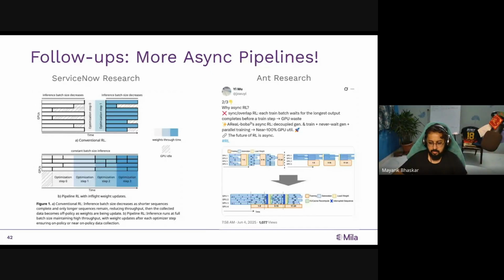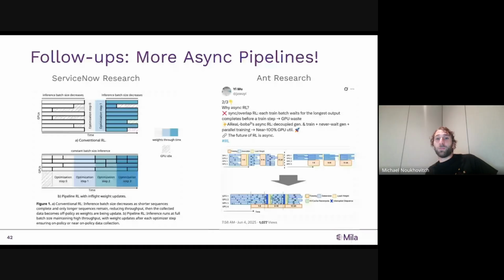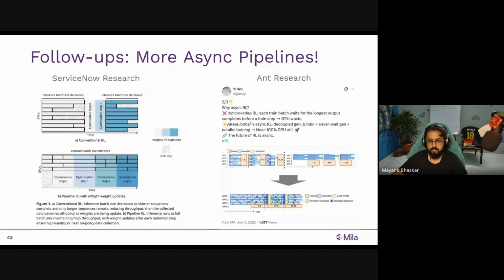So, what was this paper on the left that you are showing up? The ServiceNow research paper? Oh, it's not a paper; it's a blog post in a GitHub repo. You can find it on the Hugging Face blog if you search for pipeline RL. Okay. Cool.